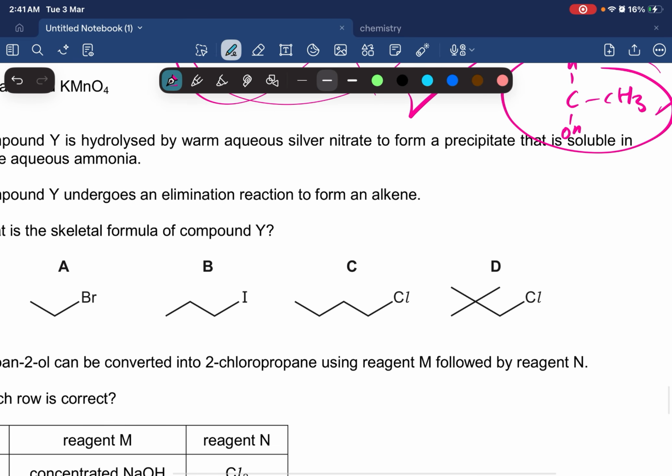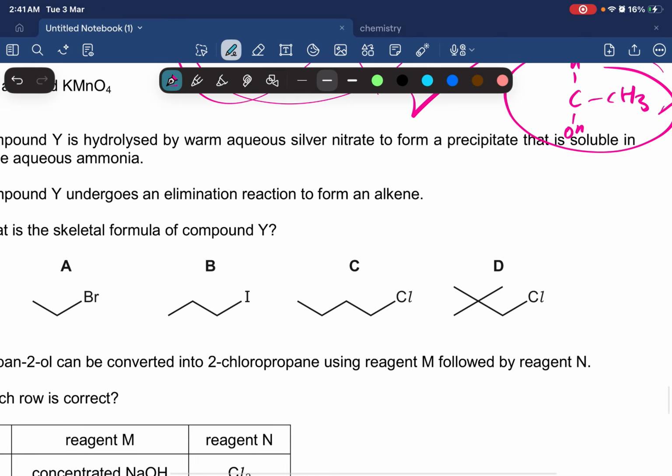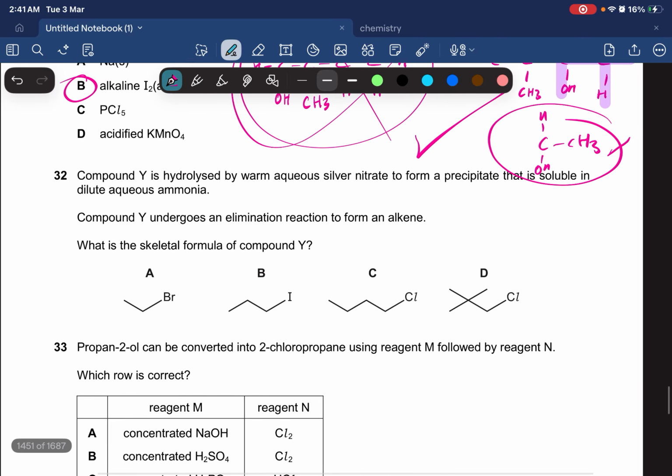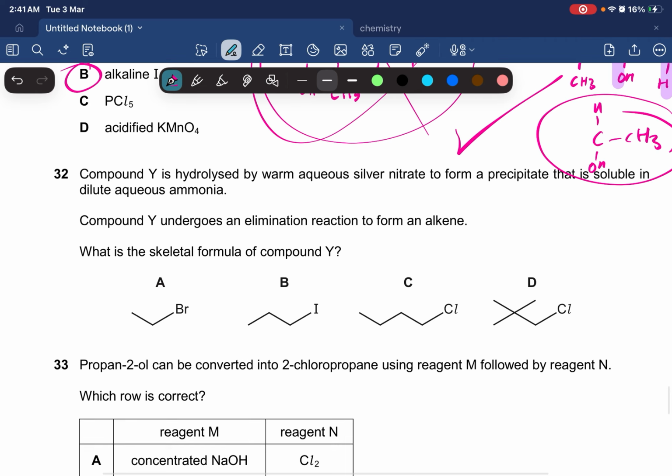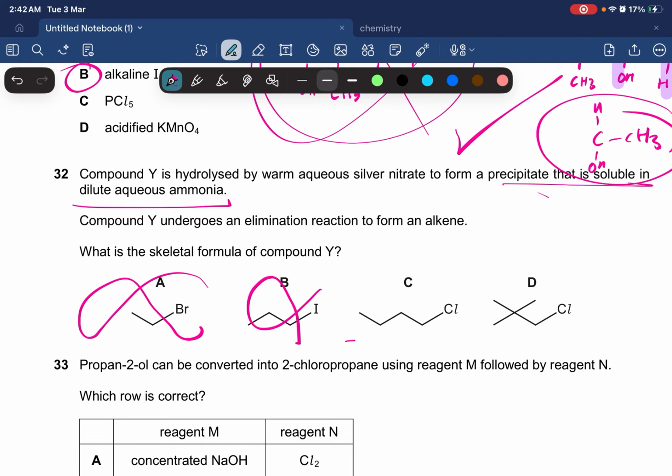Okay. Compound Y is hydrolyzed by warm aqueous silver nitrate to form a precipitate that is soluble in aqueous ammonia. Compound Y undergoes the elimination reaction to form an alkene. What is the skeletal formula of compound Y? Definitely not iodine, right? Definitely not bromine, because that's soluble in dilute aqueous ammonia. So we're dealing with this or this.